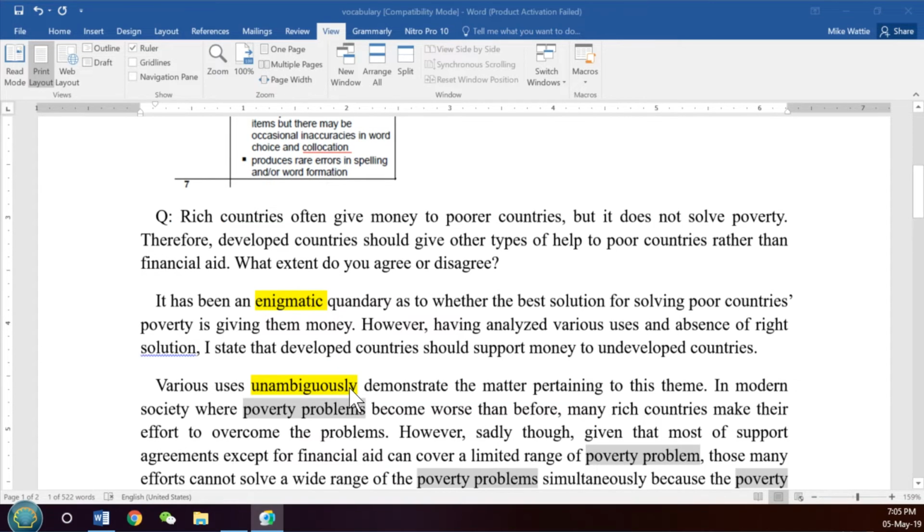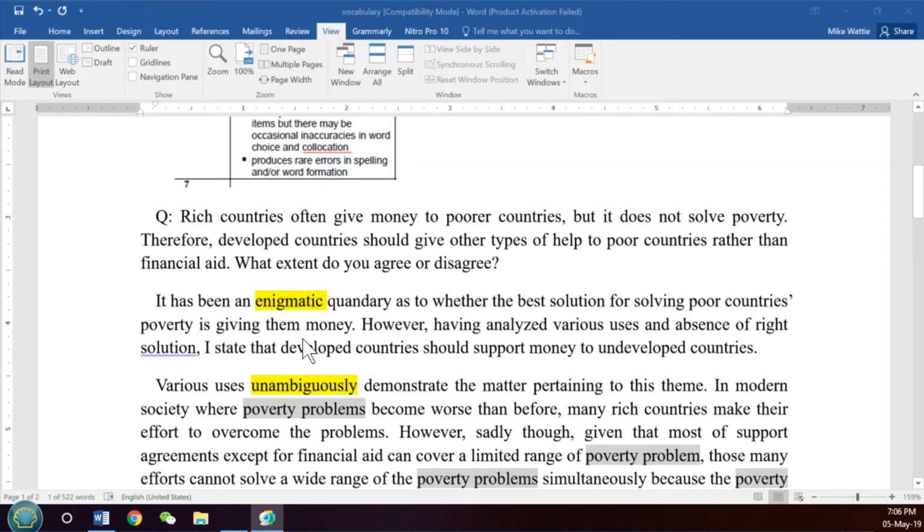So let's have a look at the first one we've got. It has been, and this is the first sentence of the essay, it has been an enigmatic quandary. Well, a quandary is sort of like a problem or difficulty, and enigmatic means sort of not quite clear or mysterious. So we've got sort of a not quite clear or mysterious problem, or issue or difficulty or something to solve. So the point that I've been making is these highlighted words are not really needed. We could get rid of enigmatic, and the essay would still make sense.